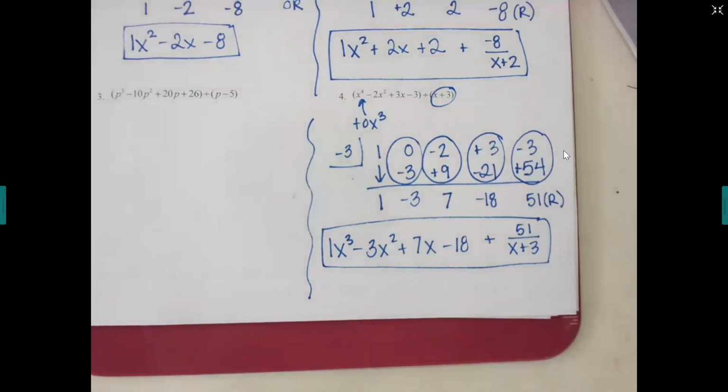Whether or not you can shortcut. If there's a number in front of the x on what you're dividing by. So if you're dividing by x plus 3, shortcut it. 2x plus 3, no shortcut. Okay, so this is x plus 4. X plus 4, you put a -4 in the box, you can shortcut it. Yes?